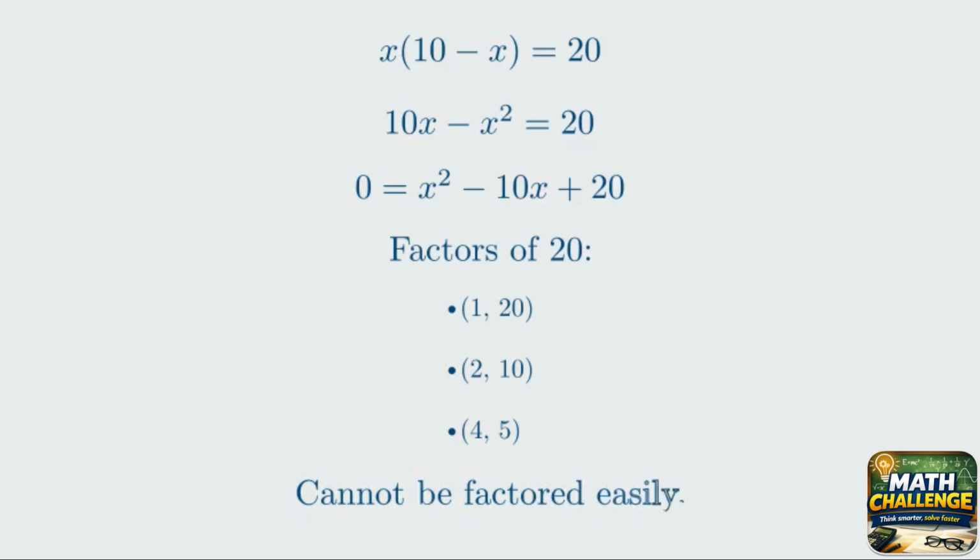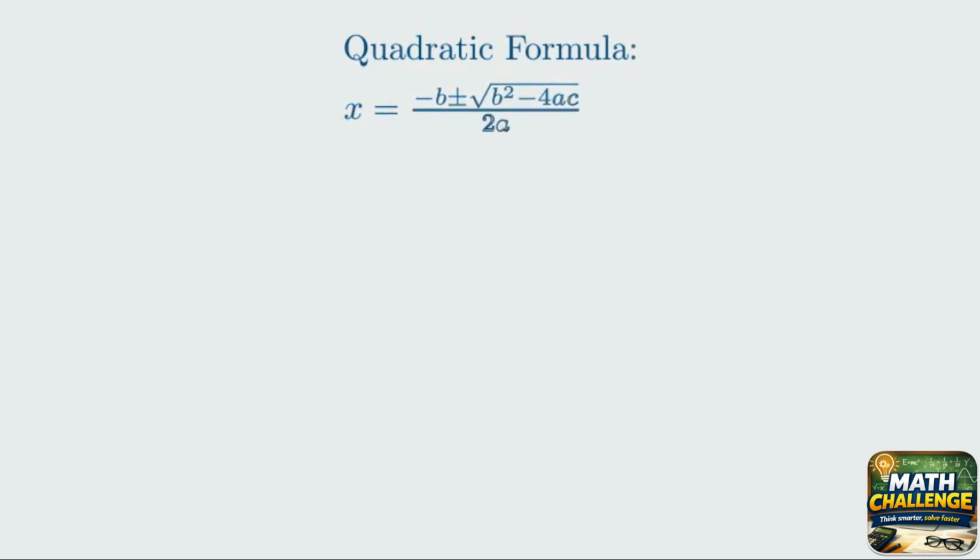Since our quadratic equation, x squared minus 10x plus 20 equals 0, is not easily factorable, we will use the quadratic formula to find the values of x. The formula states that x equals negative b, plus or minus the square root of b squared minus 4ac, all divided by 2a. First, we need to identify the coefficients a, b, and c from our equation. In x squared minus 10x plus 20 equals 0, a is 1, b is negative 10, and c is 20.